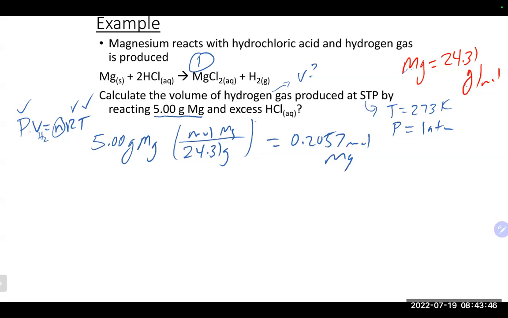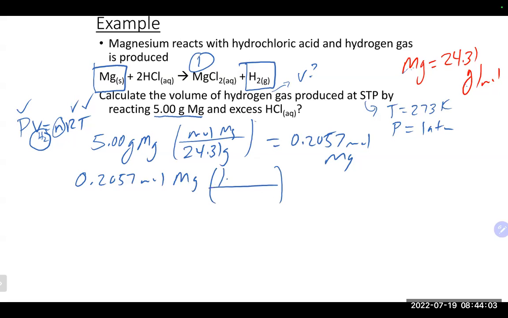Once again, though, we are interested in hydrogen, not magnesium. So we do want to do the stoichiometry part here, which looks like it's not too bad. It is a 1-to-1 relationship. So that means 0.2057 moles of magnesium, doing the stoichiometry here, 1 mole of H2 for 1 mole of magnesium, gives us 0.2057 moles of hydrogen in this case.